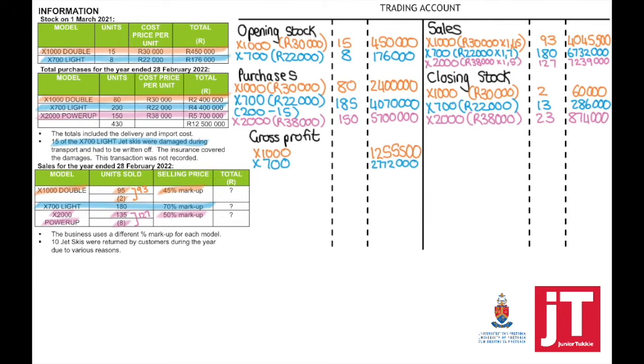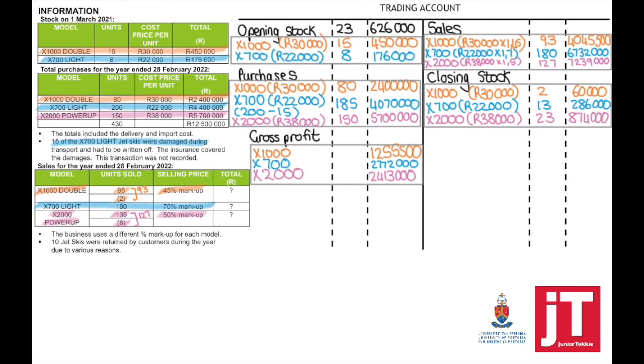Once I've got the closing stock, and I've shown the sales, we can calculate the gross profit by taking the credit side, which means sales plus the closing stock minus the purchases equals my gross profit.